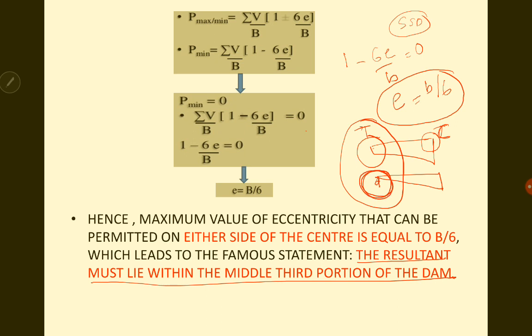To make that, what you did, you found out the equation sigma V by B, 1 minus 6E by B, that is the tension value. This must have a value maximum equal to 0.